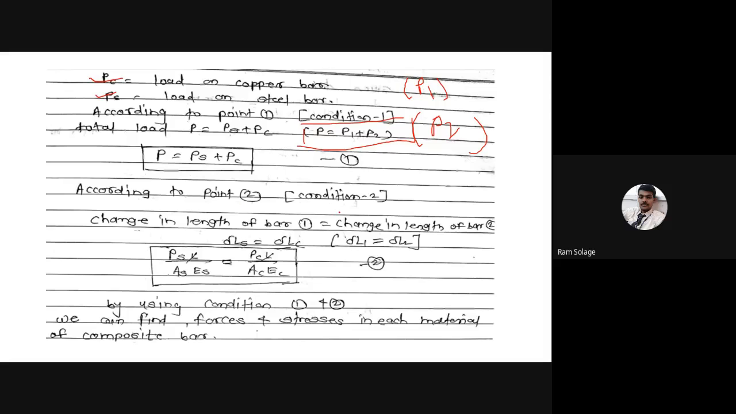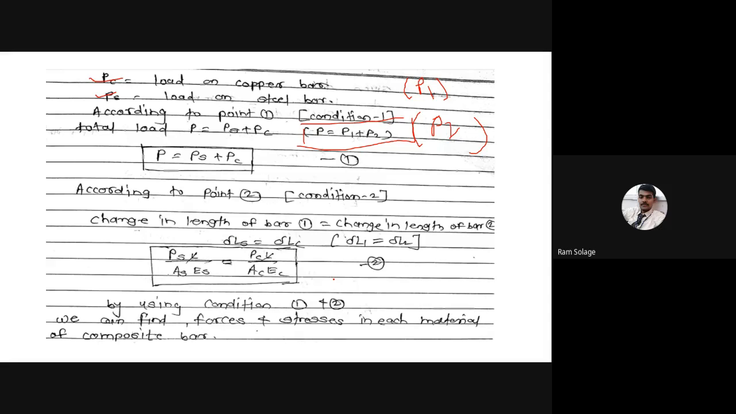According to condition number 2. What is condition number 2? Change in length of bar 1 is equal to change in length of bar 2. Also we can write delta LS is equal to delta LC.